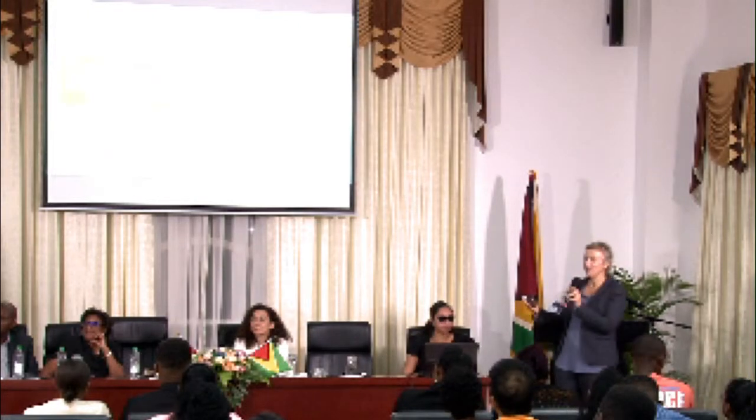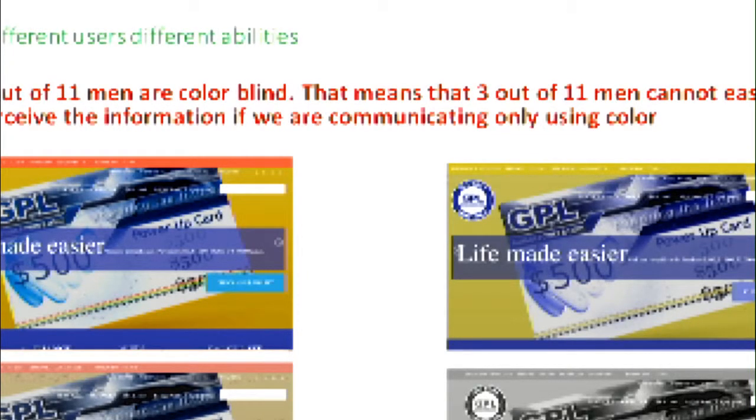So, I'll give some examples from government websites. What does it mean to be accessible? 3 out of 11 men, and I don't know why it happens more in men than women, are colorblind. So that means that when we are communicating using only color, 3 out of 11 men do not understand what we're trying to communicate. So it's not so simple.